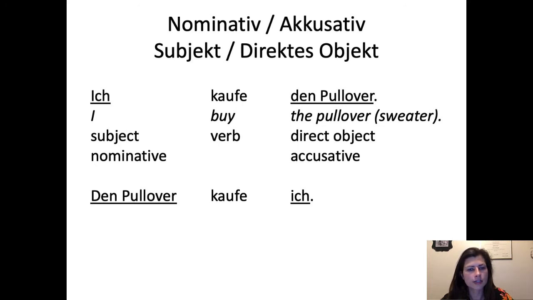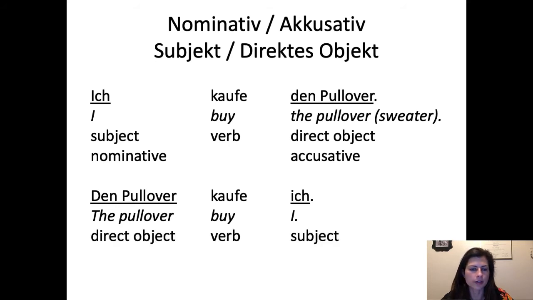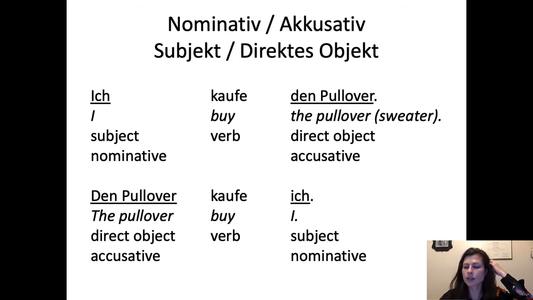So you could say "Den Pullover kaufe ich," which in English it's not common at all to start the sentence with the direct object, but in German it's very common. It happens all the time to start the sentence with the direct object, and so it's helpful to be able to recognize the form of that article. Den Pullover is obviously going to be the direct object because you can see how it's in the accusative. Den Pullover, not der Pullover.